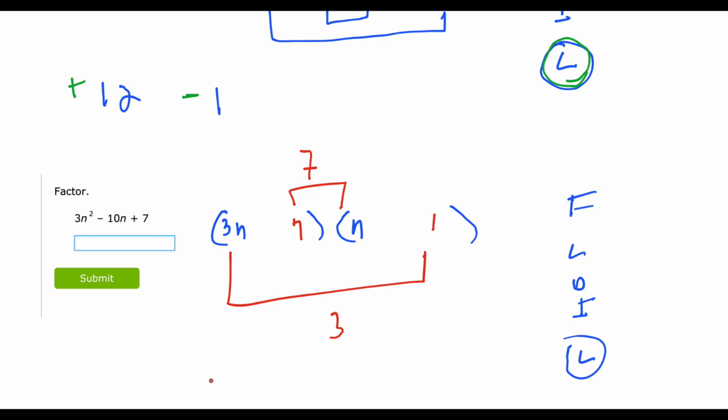Good. And is the middle number exactly 10? What is the middle number? It's negative 10, so it needs to be negative 7 and negative 3. Okay. So negative 7 and negative 3. All right. And then we check our last again to make sure everything is good. Negative 7 times negative 1 is positive 7. That's it. Perfect.